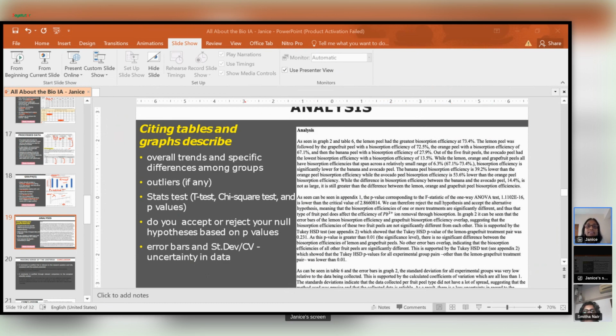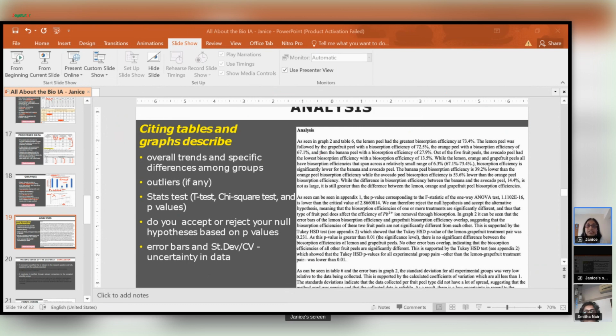As seen in graph 2 and table 6, you have to mention that the lemon peel has the greatest biosorption efficiency at 73.4. Are you getting what I'm saying? The graph and the table have to be mentioned, showing where you are writing that this has increased, and to what extent. If you write that the banana peel biosorption efficiency is 39.2, lower than the orange peel, how will the examiner know how much lower? So you have to specify.